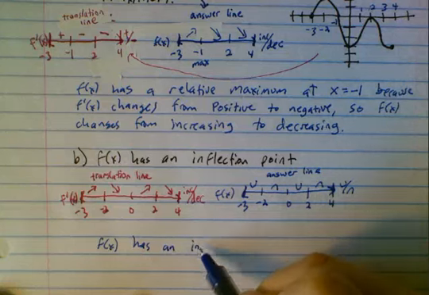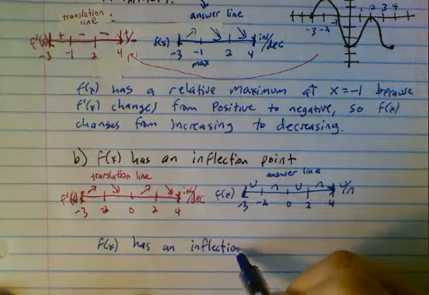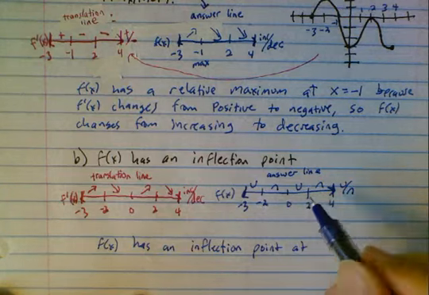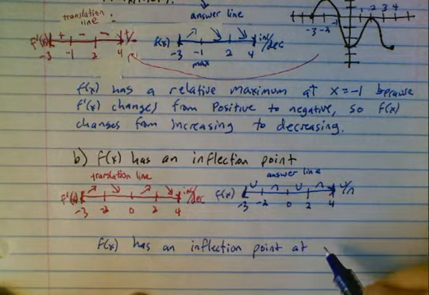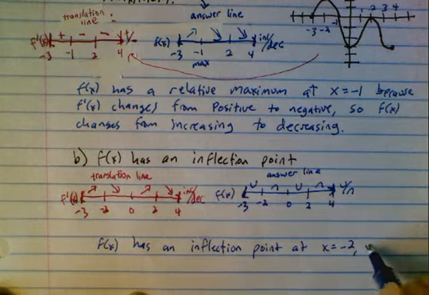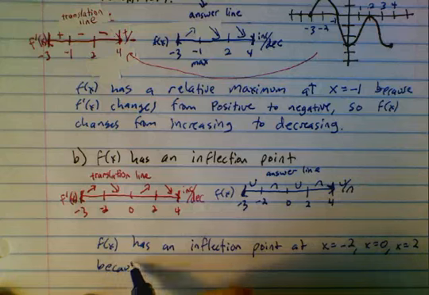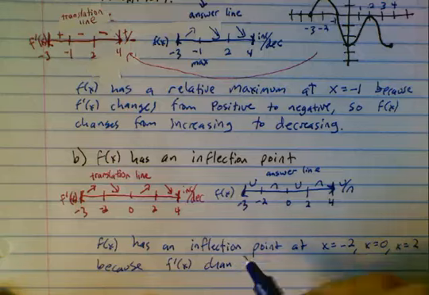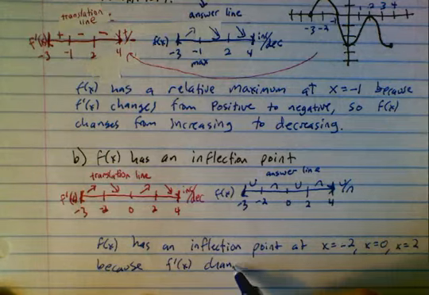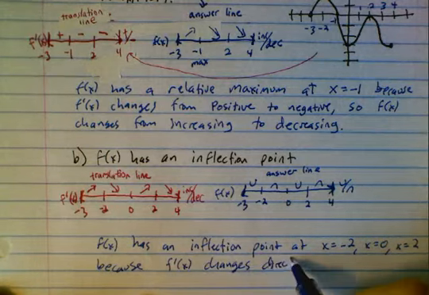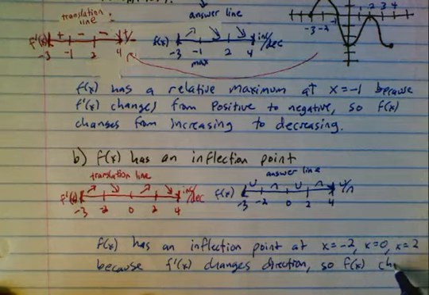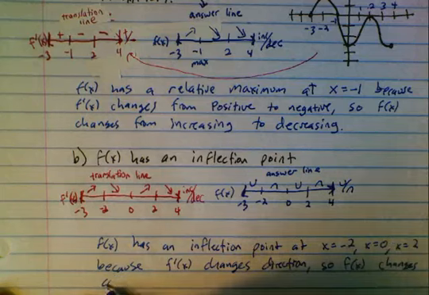So f of x has an inflection point at each of these places where concavity changes. X equals -2, x equals 0, x equals 2, because f prime of x changes direction. That's increasing and decreasing, that's direction. So f of x changes concavity.